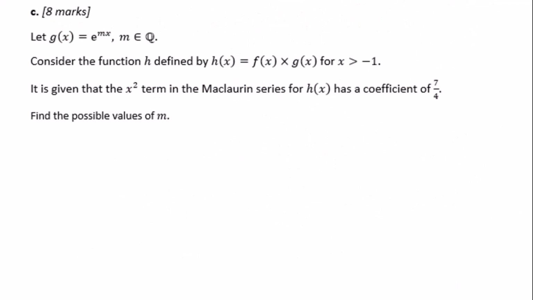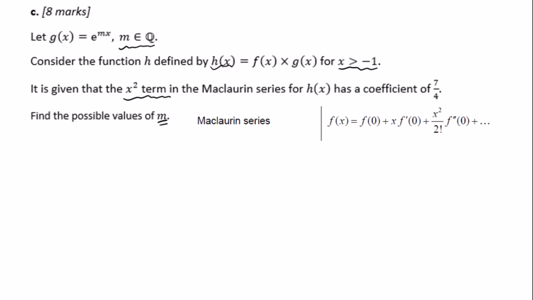Let g of x equals e to the mx power. m is a rational number. Consider the function h defined by h of x equals f of x times g of x for x greater than negative 1. It's given that the x squared term in the Maclaurin series for h of x has a coefficient of 7 over 4. Find the possible values of m.